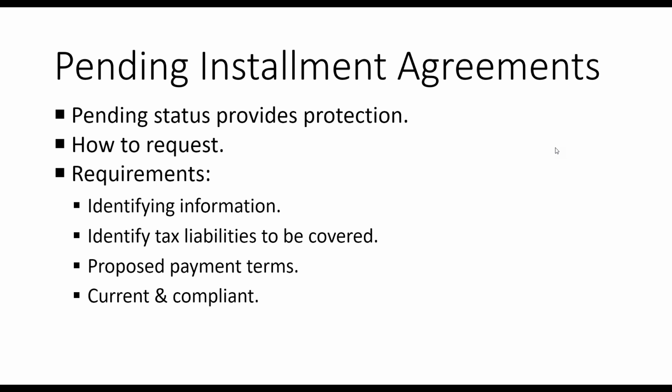In order to have a valid installment agreement request, you must provide sufficient information to identify the taxpayer and the tax types and periods to be covered. You have to propose payment terms. For example, if the taxpayer has a seasonal business and the installment agreement payment is going to go up during their busy season and down during their slow season, you need to state that.